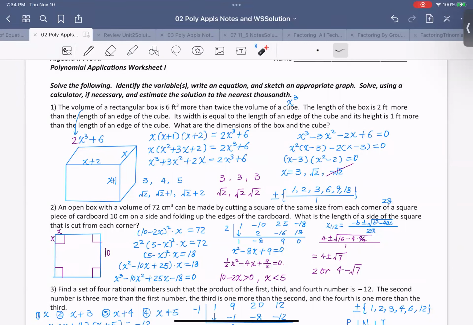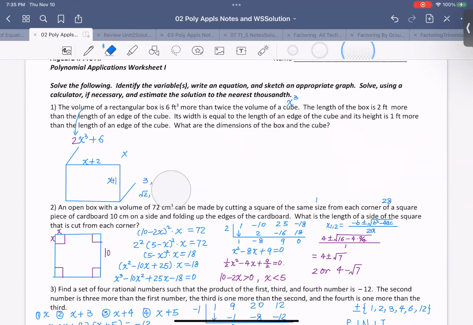The volume of a rectangular box is 6 feet more than twice the volume of a cube. The length of the box is 2 feet more than the length of an edge of the cube. Its width is equal to the length of an edge of the cube, and its height is 1 foot more than the length of an edge of the cube. What are the dimensions of the box and the cube?